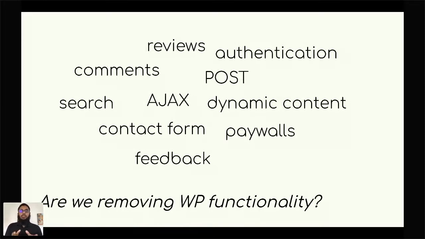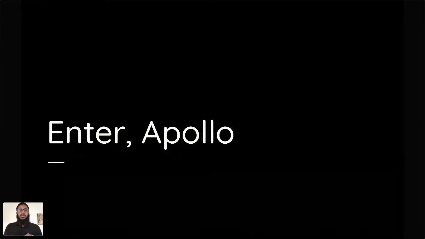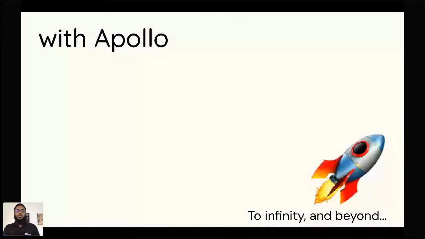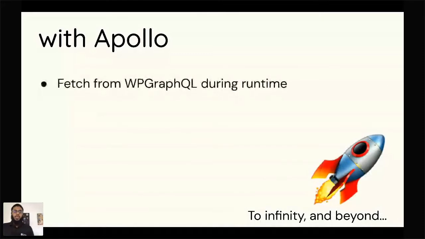So today I'm going to talk about that and how you can add these functionalities to your Gatsby site. This is probably the main slide, the crucial thing: how we are going to add all these back. Today we are going to add search and comments, but you can extend that code to build whatever you want. We are doing that with the help of Apollo. With Apollo, you fetch from WP GraphQL during runtime.